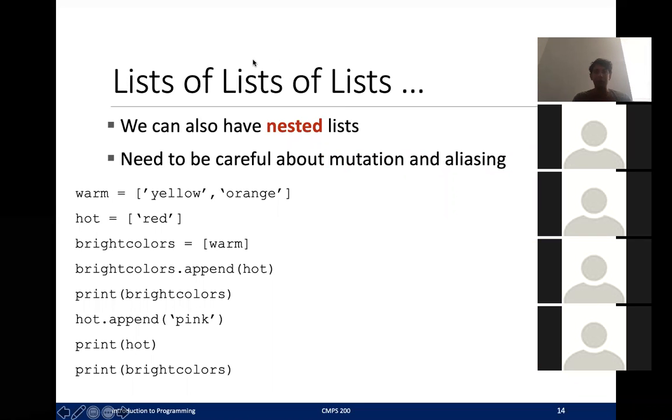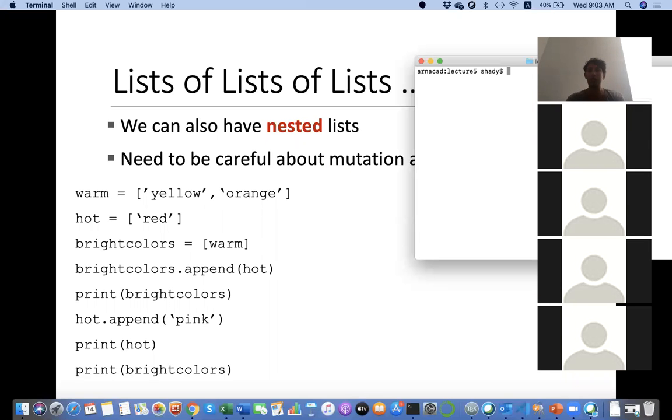We have something called a list of lists, right? And again, you have to be very careful about this when you're doing mutation or aliasing. So I can have elements inside the list that are lists themselves. Let's see how. Here's an example, just a little bit different from the slide, and then we'll do the example in the slide.